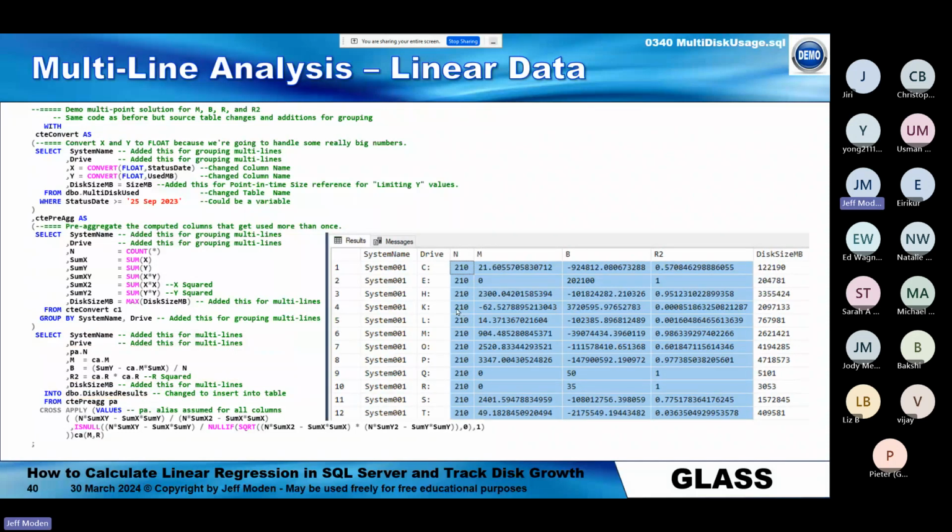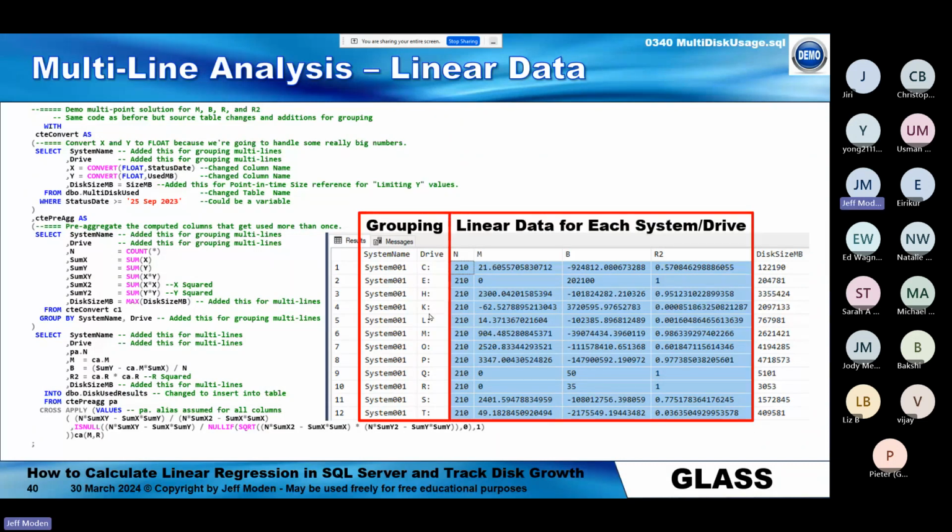And this is the result that we get from this. We're doing our grouping by the system name and the drive. And I'll show you the raw data here in just a minute. But then we have, you know, the big 4. We have N, which is count, M, which is the slope, B, which is the y-intercept, and R2, which is the Pearson correlation coefficient. I do want to point out here on line 4, we have a negative slope, and we'll explain that in just a minute. And the disk size here is there for calculation purposes.